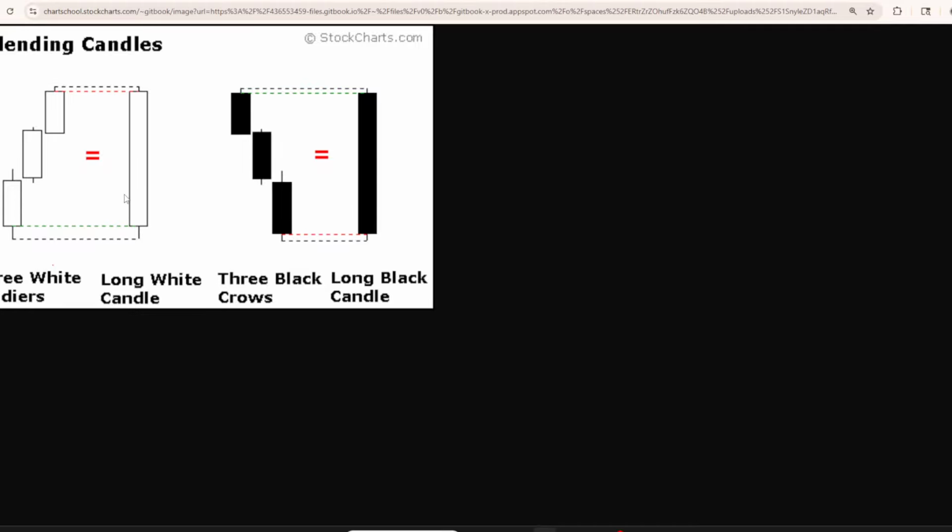I'll show you another example, like three white soldiers. You say, okay, it's a bullish continuation pattern. That can also just, on a lower time frame, like 4 hour, for example, three 4-hour candles could give you a 12-hour long white candle, a big Marubozu in this example. Same with three red candles. Could give a long black candle like a Marubozu.